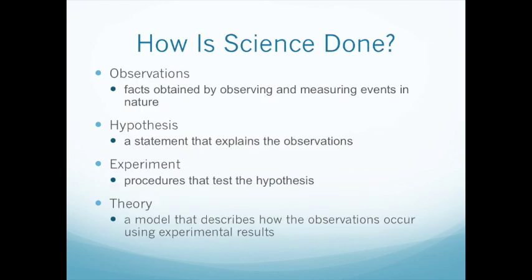Science is done by making observations of nature, possibly taking rudimentary measurements, developing a hypothesis to explain those observations, and then designing experiments with procedures that test the hypothesis. Once the experiment is completed, one might develop a theory, which generally consists of a model that describes how the observations occur based on the results of the experiment that you completed.